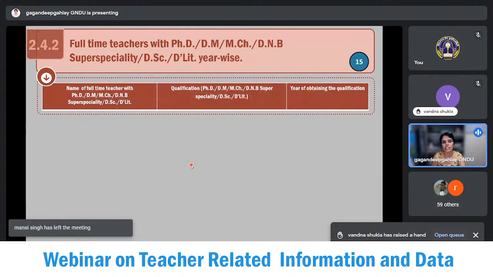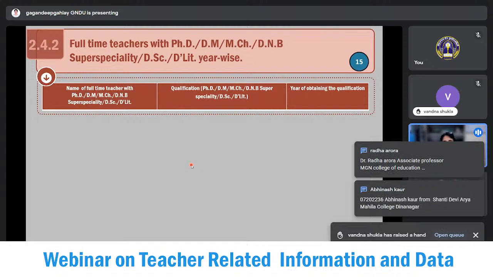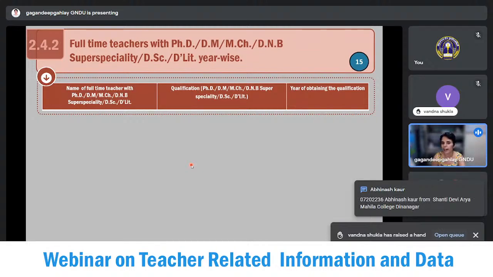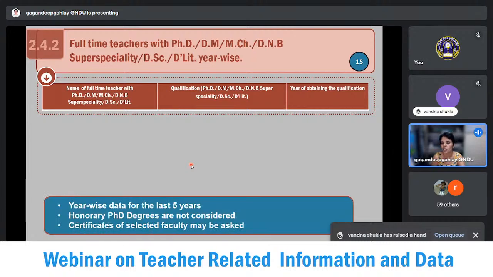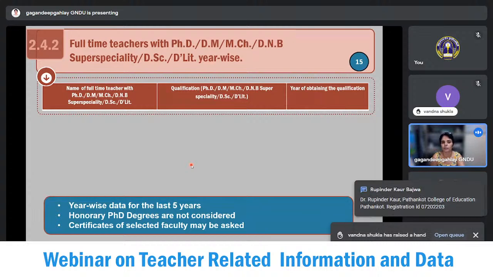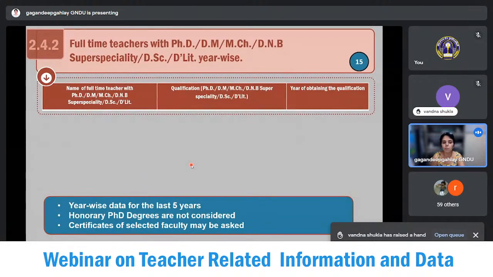Now, the data needed here is the name of the full-time teacher, and as I said, these teachers should be the same ones which we have listed before, which qualification they have, whether they are a PhD or a DSc or a DLitt, and the year in which that particular qualification was obtained. Again, for those teachers for whom we have put PhD as the qualification, we need to remember that honorary PhD degrees are not to be considered. We can't consider honorary PhD degrees, so we should avoid putting the names of those teachers over here.